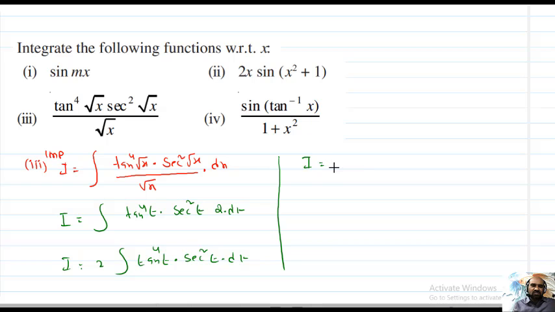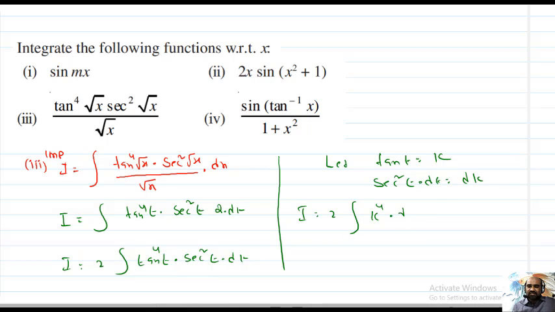Students, the differentiation of tan t is secant square t only, no? That's why let tan t equal another variable k. So secant square t into dt, I can say dk in integral language. So I now becomes 2 into the integral of k power 4 dk. Finally, I equals 2 into k power 5 by 5 plus c.